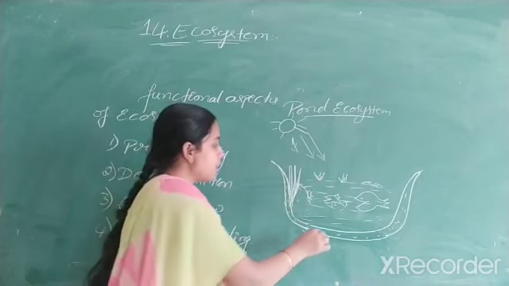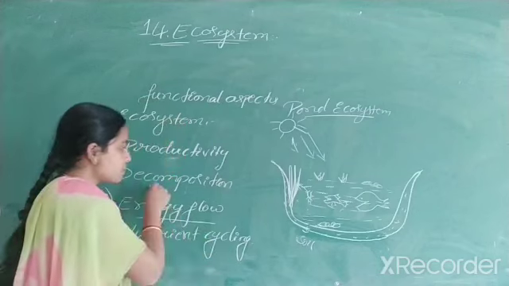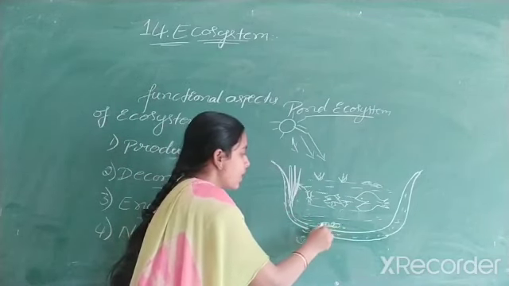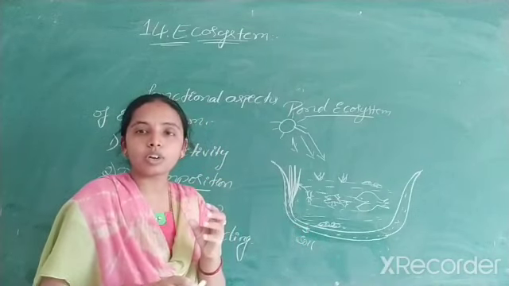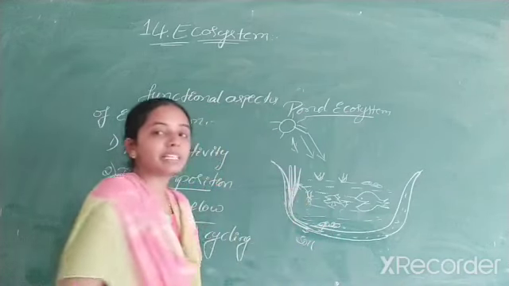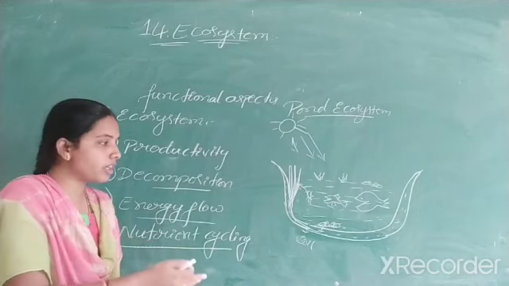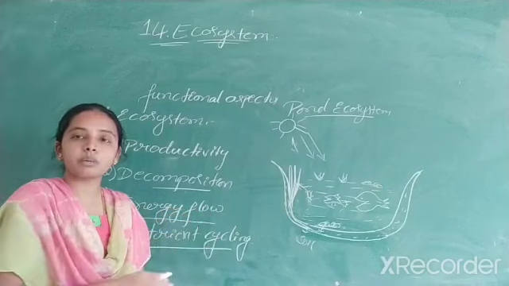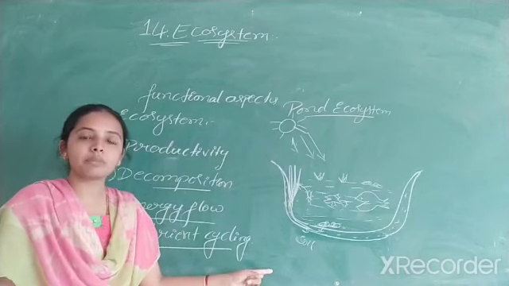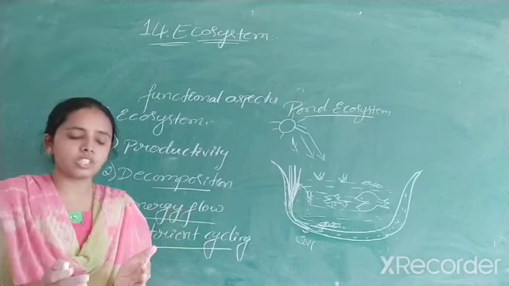When plants and animals die, they come onto the surface of the soil. By the action of bacteria and fungi, the decomposition process takes place. The complex organic material is broken down into simple inorganic substances. Those inorganic substances enter the soil again, and the nutrients are utilized again by the producers. That type of cycling of nutrients is called the nutrient cycle. By taking up one of the simplest examples, a pond ecosystem, we described the functional aspects of the ecosystem, with biotic and abiotic factors interacting.